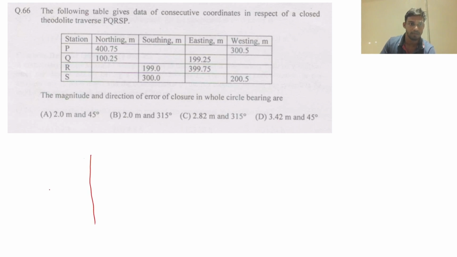Generally, latitude is in the y-axis and departure is in the x-axis. North side is taken as positive latitude and south side is taken as negative latitude. East is taken as positive departure and west is taken as negative departure. So P and Q are positive latitude and R and S are negative latitude. And P and S are negative departure, Q and R are positive departure. So let's calculate the error in latitude.